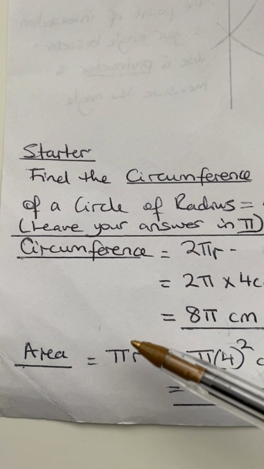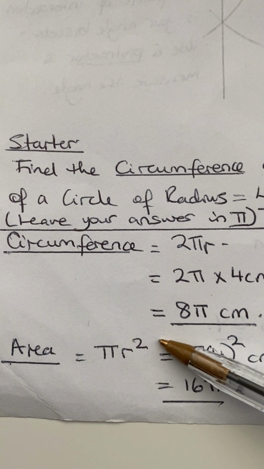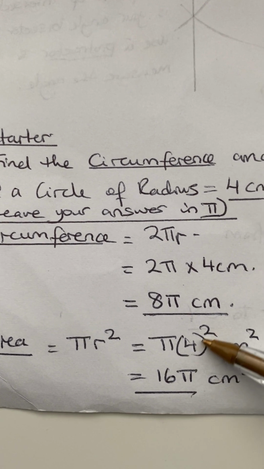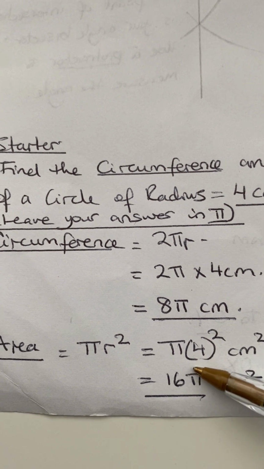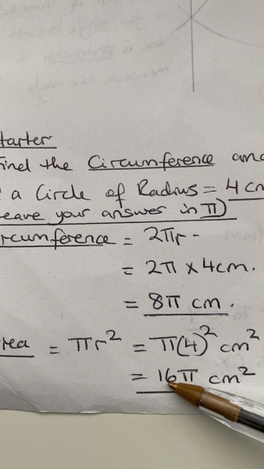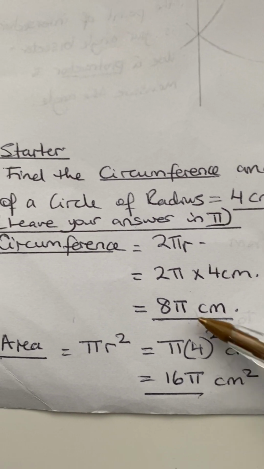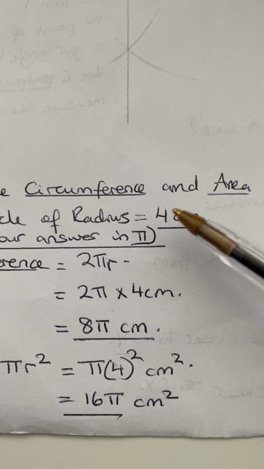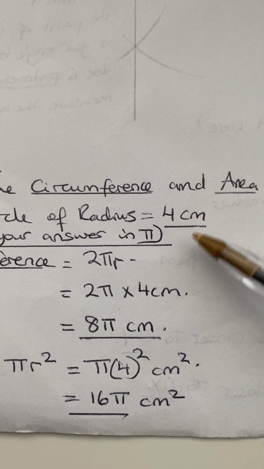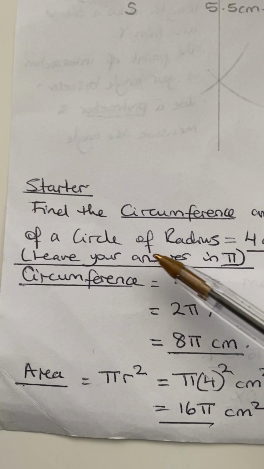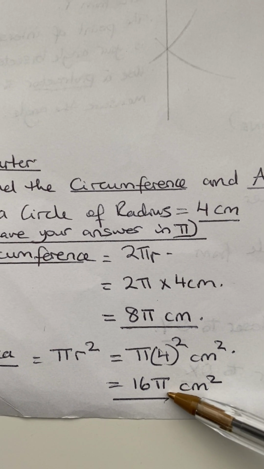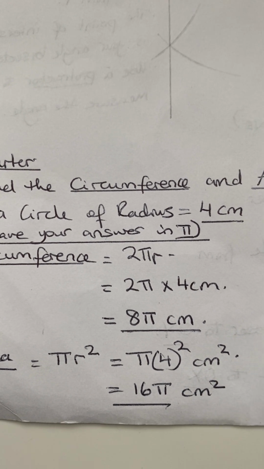Now to find the area, pi r squared. So pi, r is 4 again, and squared. If you square 4, you get 16 pi. Now your unit of area is centimeter squared, because the radius is in centimeters. So your answer again, leaving it in pi, is 16 pi centimeter squared.